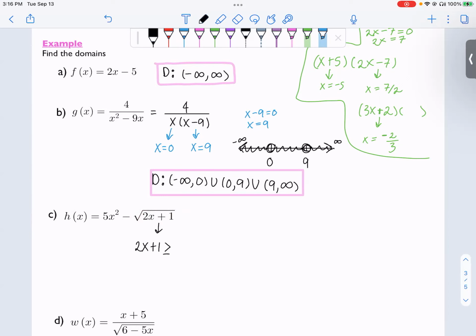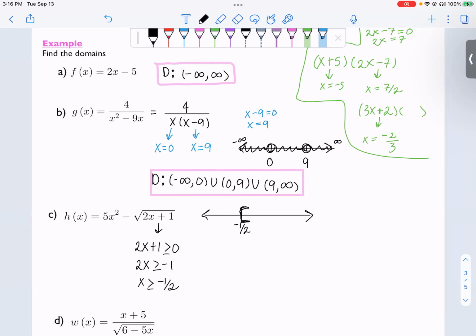And I need that to be greater than or equal to 0. I can subtract 1 from both sides. So I have 2x is greater than or equal to negative 1. Divide both sides by 2. I get x greater than or equal to negative 1/2. As a number line, we were going to put it on a number line so that we can write it in interval notation. I'm going to plot negative 1/2 here. This is greater than or equal to negative 1/2.